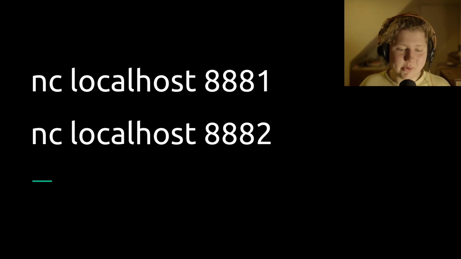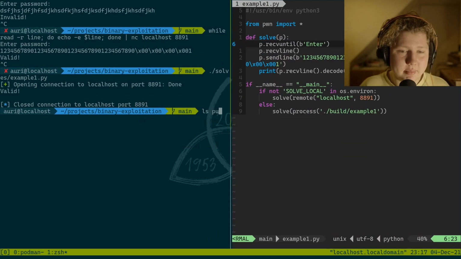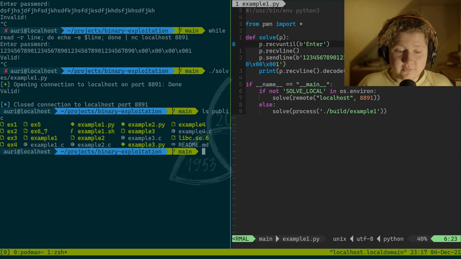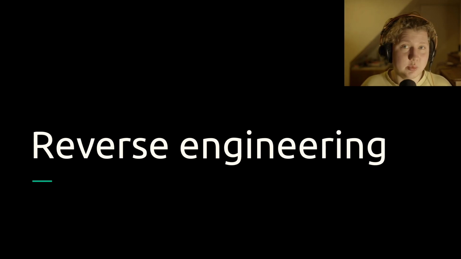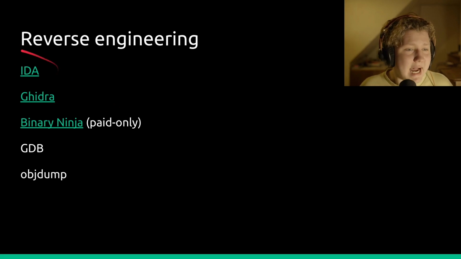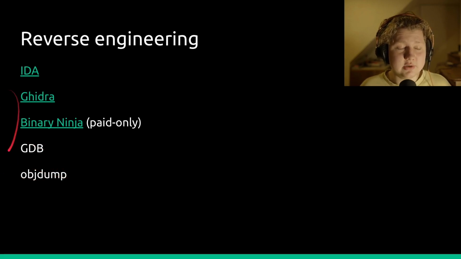Now, you may be wondering how to figure out how much and what needs to be overridden, because, well, you're only given binaries in the public directory. For that, we need to do so-called reverse engineering, and it's the process of looking into binaries and figuring out how they work. For that, there are several free tools that should help you along the way. And one of them is IDA, then there's Ghidra, and then there's GDB and objdump that are free tools. Then there's Binary Ninja, which is paid only, but it's pretty nice, I hear.